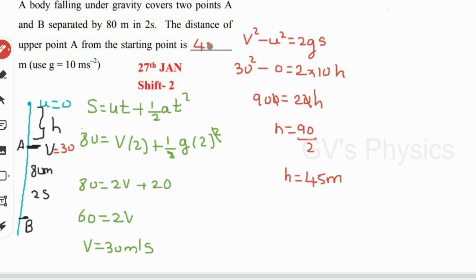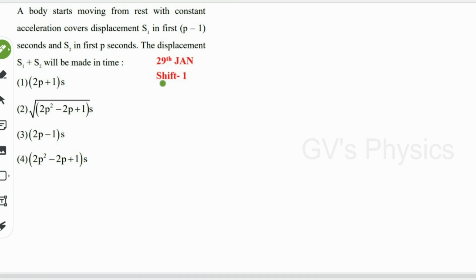Now we'll see the second day question, that is 29 January. A body starts moving from rest with constant acceleration, covers displacement s1 in the first p minus 1 seconds and s2 in the first p seconds. Now we'll take the given data. It starts from rest, so initial velocity is 0, and time t is equal to p minus 1 seconds, it covers a displacement s1, and time t is equal to p seconds, it covers a displacement s2.